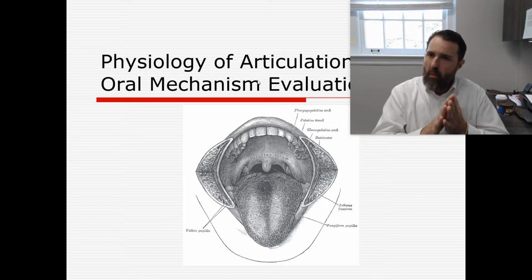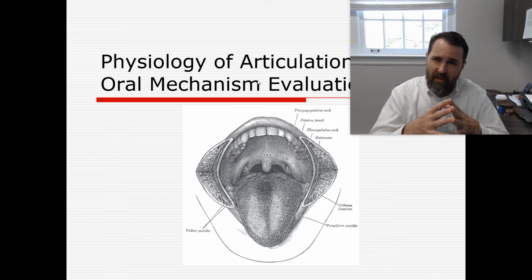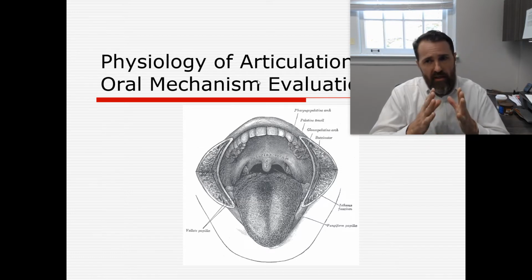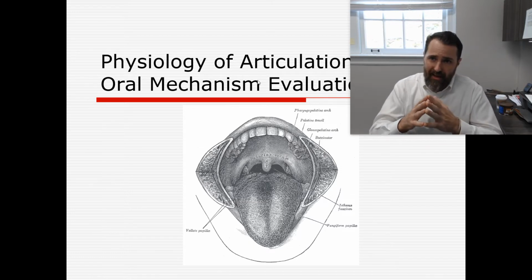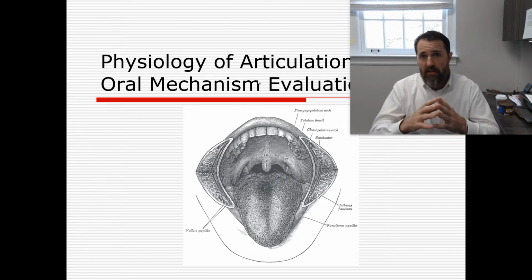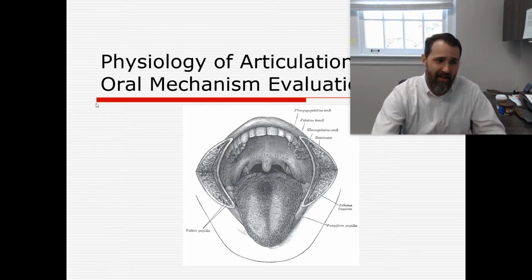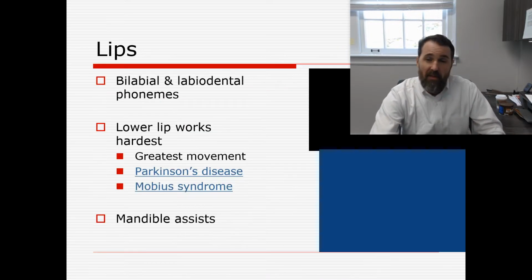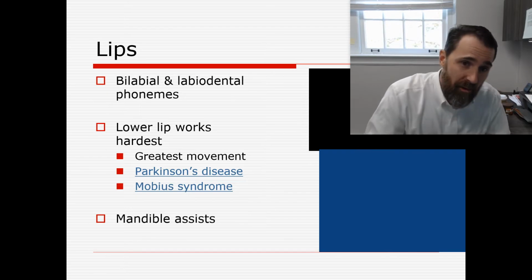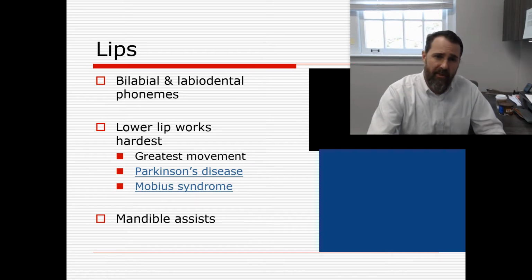All right, so I'm going to briefly go through some of the physiology of articulation. I'm not going to dwell on it because as speech therapy students, you are going to spend so much time discussing articulation in much more specialized classes. So starting with the lips, obviously the lips are responsible for the production of your bilabial and your labiodental phonemes.